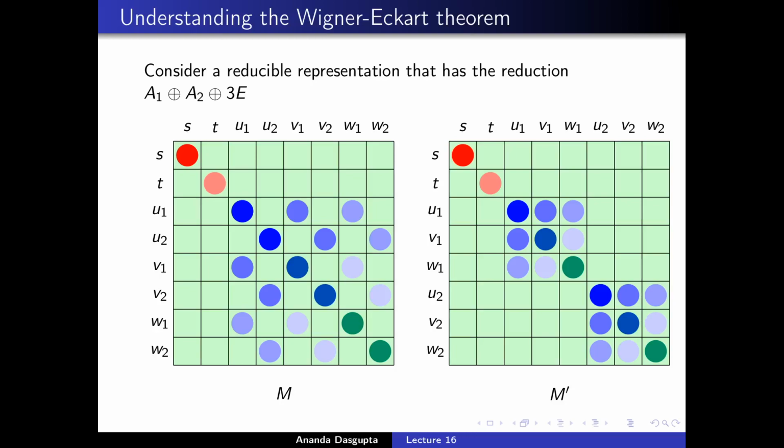What happens is something rather striking. Now you have two 3x3 non-zero blocks along the diagonal. And not only that, it should be very easy to convince yourselves that these two 3x3 blocks are exactly the same matrix, have exactly the same matrix elements.